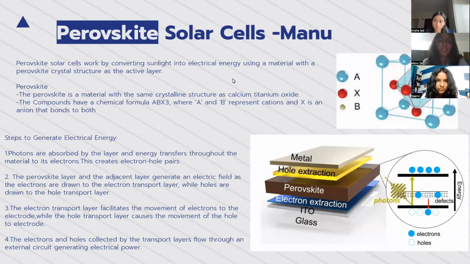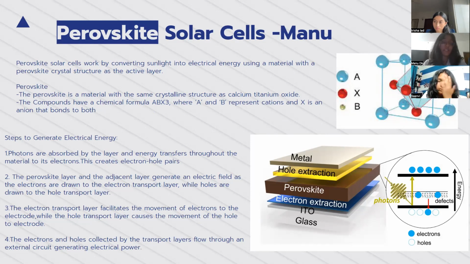So next I'm going to be discussing the perovskite solar cells. So the perovskite solar cells work by converting sunlight into electrical energy using material with a perovskite crystal structure as the active layer. So what is a perovskite? The perovskite is a material with the same crystalline structure as calcium titanium oxide. So this is essentially a compound that has the chemical formula ABX3, where A and B represent the cation and X is an anion that bonds to both of them. On the right, you can see a diagram of this picture.